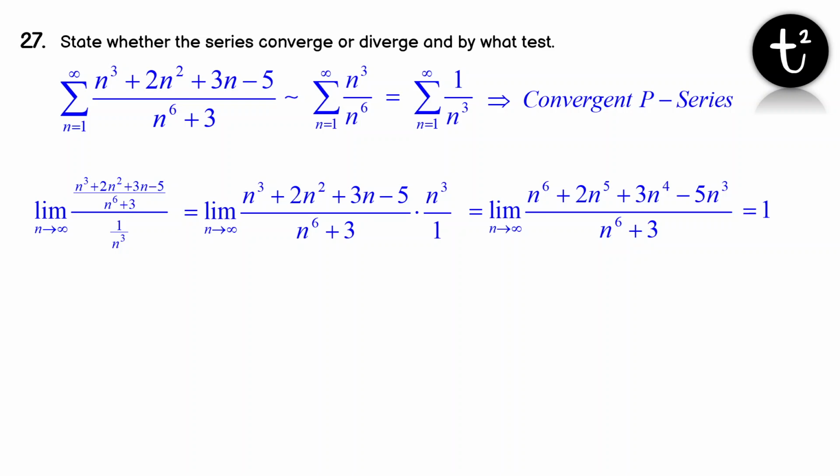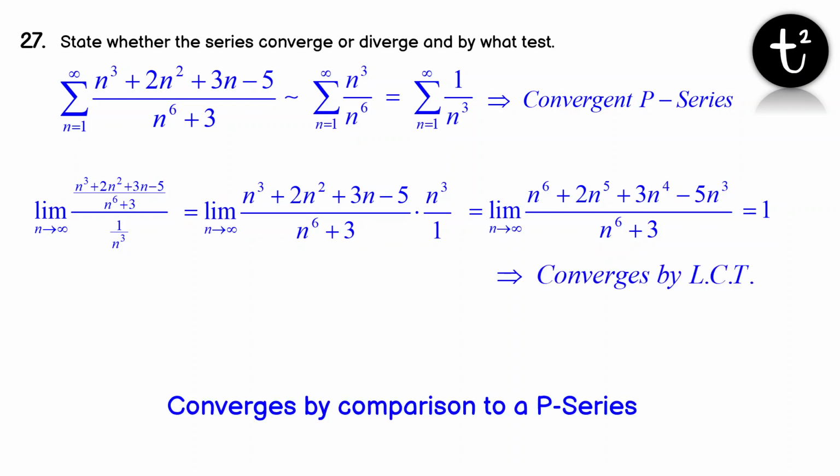And so the limit comparison test says that if the limit is a finite number between 0 and infinity, that we have an outcome, and that outcome is that the two series that I compared in the first place will do the same thing. So therefore, my original series is convergent by the limit comparison test.